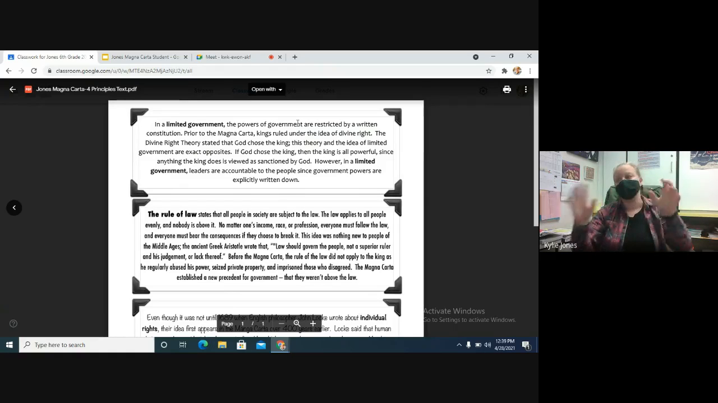So people will check to make sure that the king is not too powerful, and the king will check to make sure that the people that are part of the government aren't too powerful either. So it keeps their power pretty even so that there's not one ruler over the top of someone else. Does that make a little bit of sense?